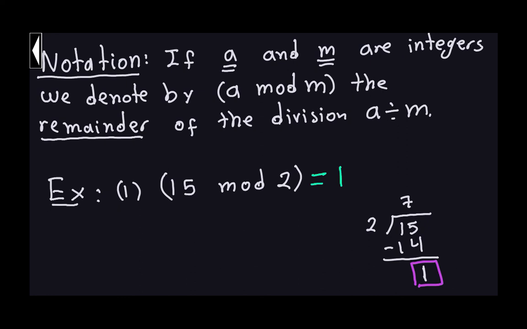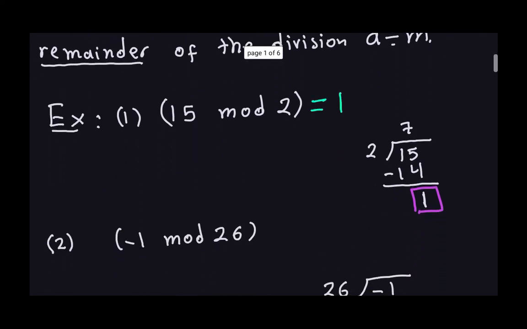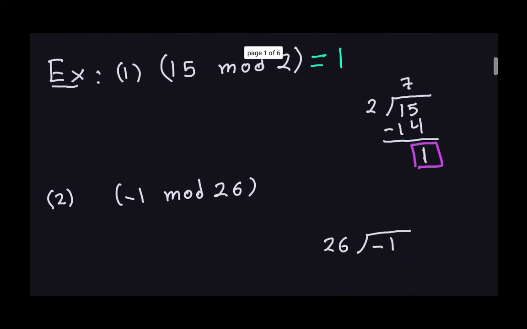Let's look at some other examples. Let's say I have -1 mod 26. I need to make the division there. I'm going to take the number -1 and divide it by 26 and look at the remainder of that division. I have it set up over here: -1 divided by 26.